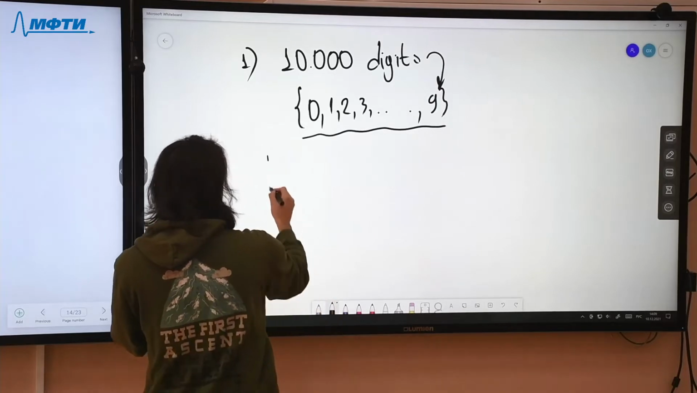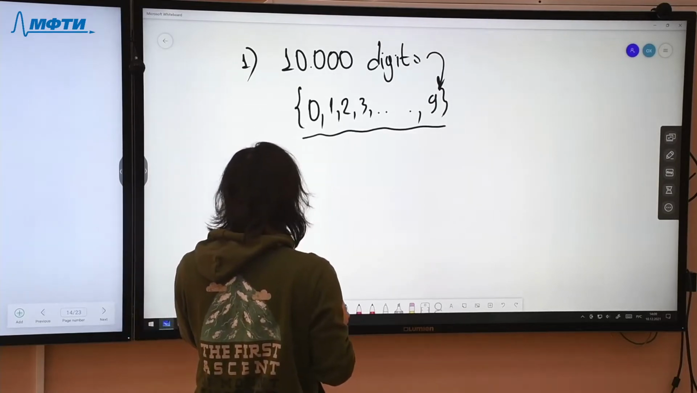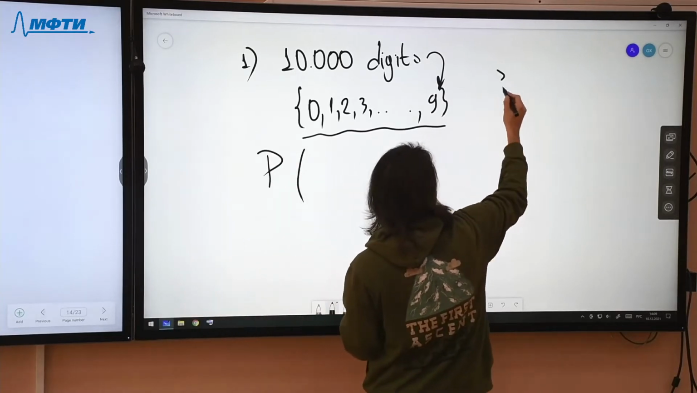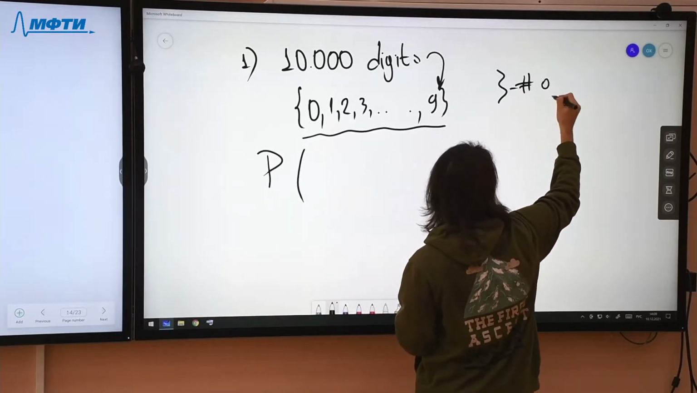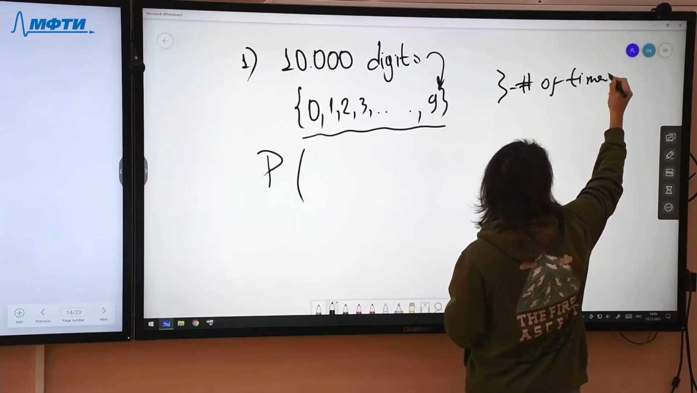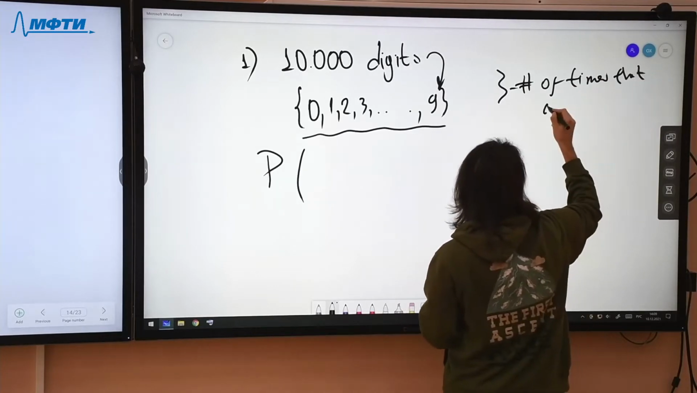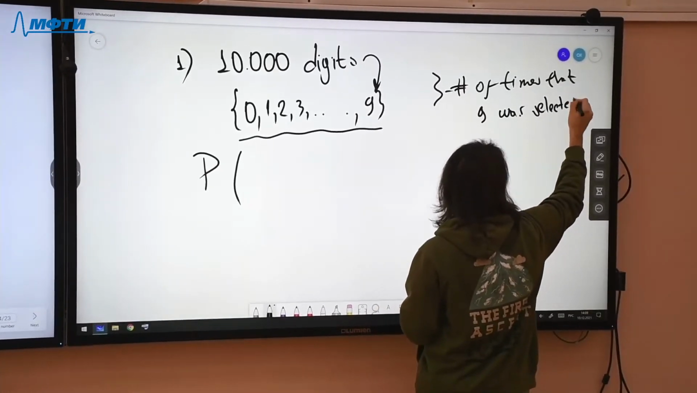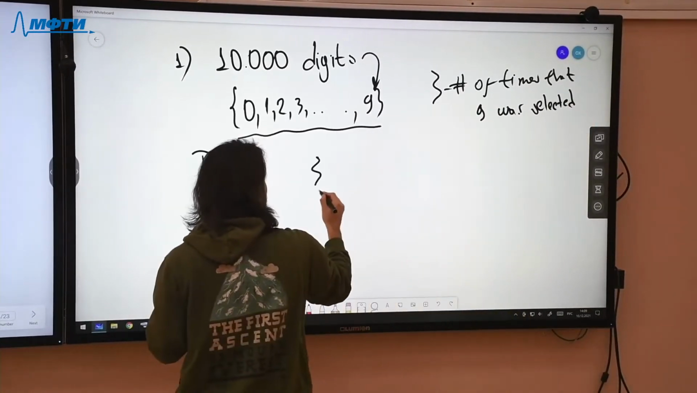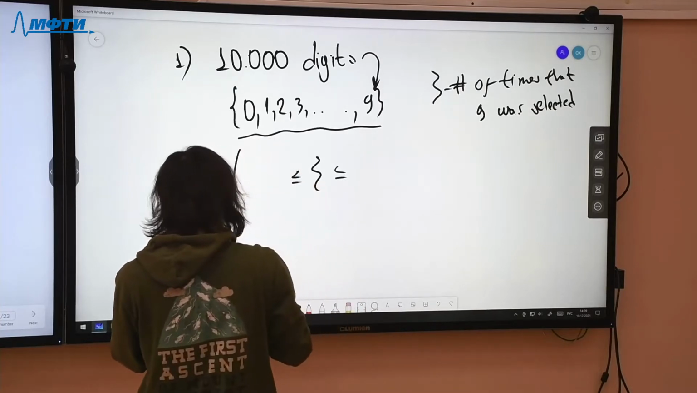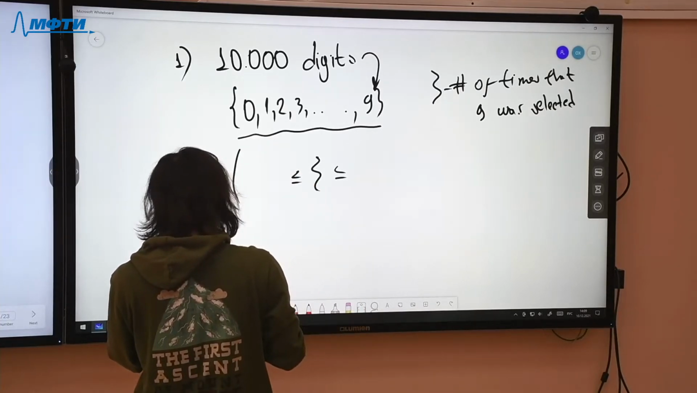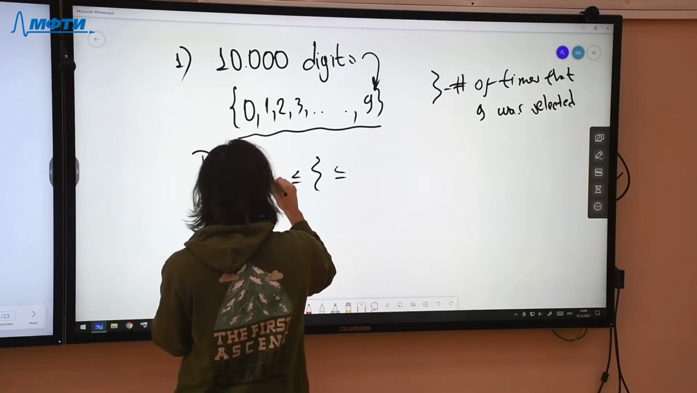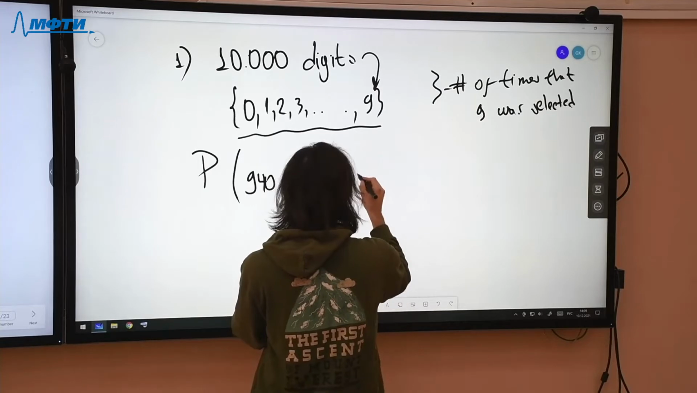So what is the probability that the number 9, so if we say that xi is the number of times that 9 was selected, then we need to find the probability that xi is greater or equal than 940 and less or equal than 1060.